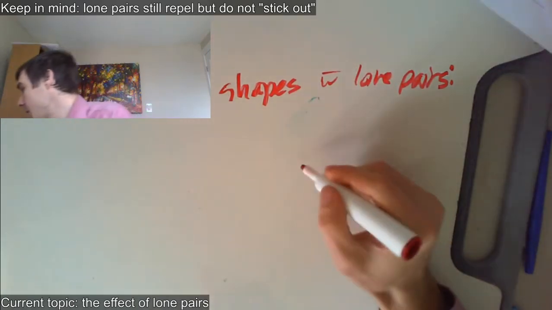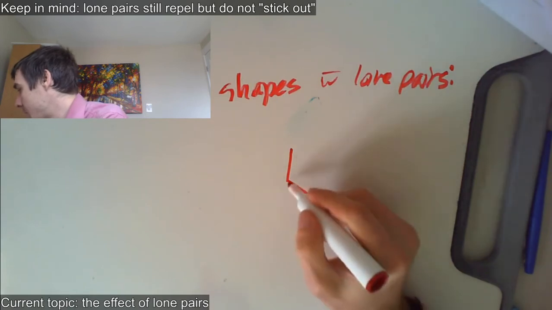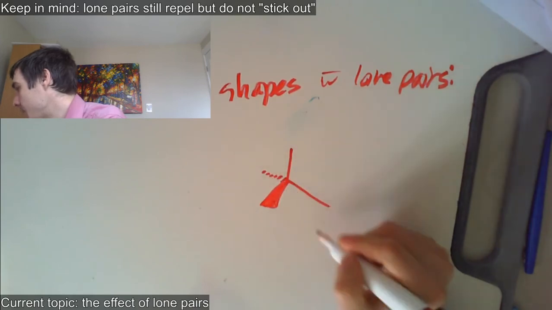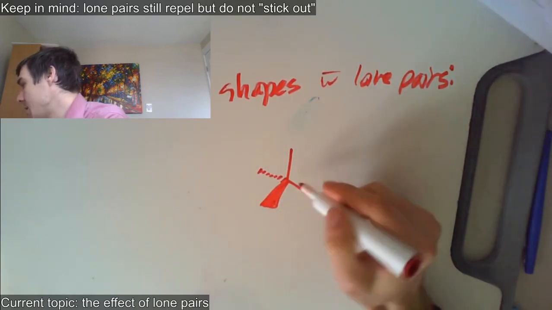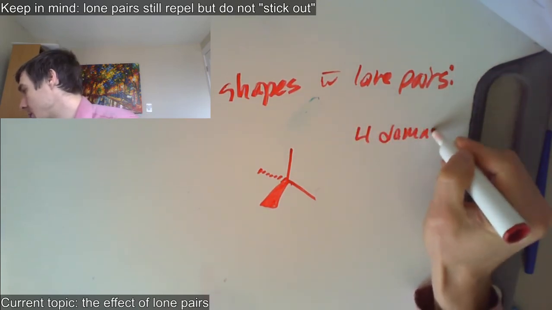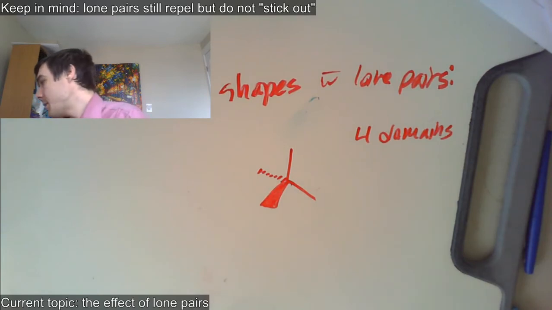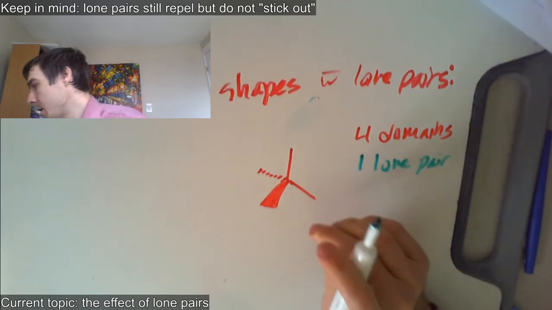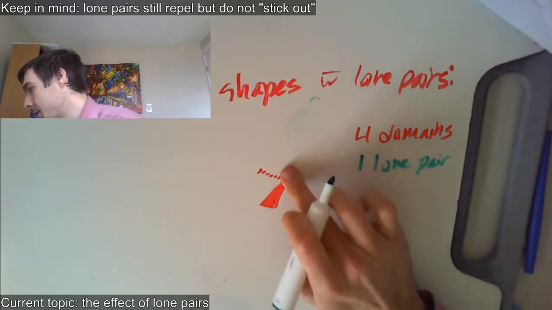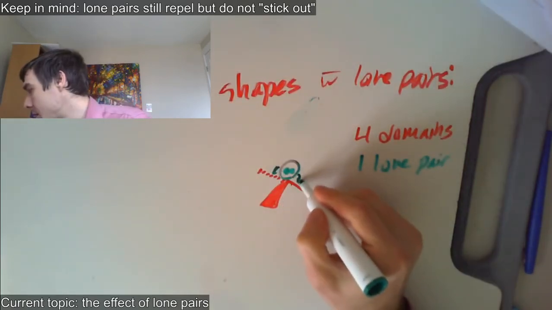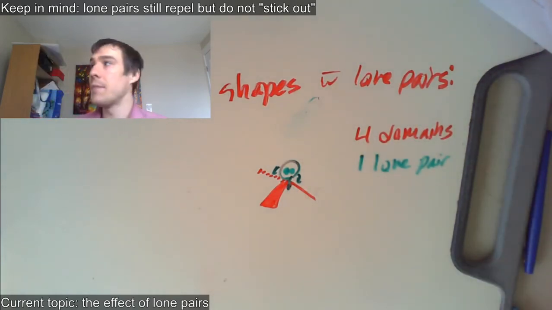Let's go to our tetrahedron with 4 domains. With a tetrahedron, when things look like this, with a wedge and a dash, right, 4 domains. When there's 1 lone pair, it'll take the place of one of these. So it's still going to push down on all of these bonds. So it's still going to make a tetrahedral kind of thing, but it's not going to stick out.